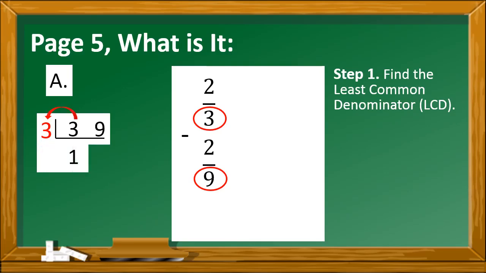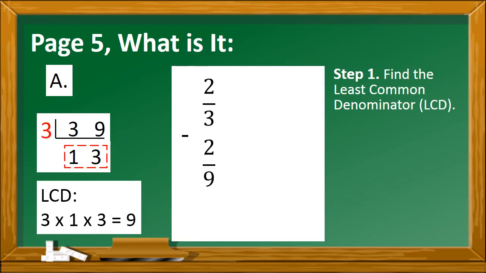3 divided by 3 equals 1. 9 divided by 3 equals 3. 1 and 3 do not have a common factor left. Therefore, to find the LCD, we will copy all the numbers outside the division sign. 3 as the common factor of 3 and 9, 1 and 3 as the remaining quotients. Then, we multiply these numbers. 3 times 1 times 3 equals 9. 9 is the LCD of 2/3 and 2/9.